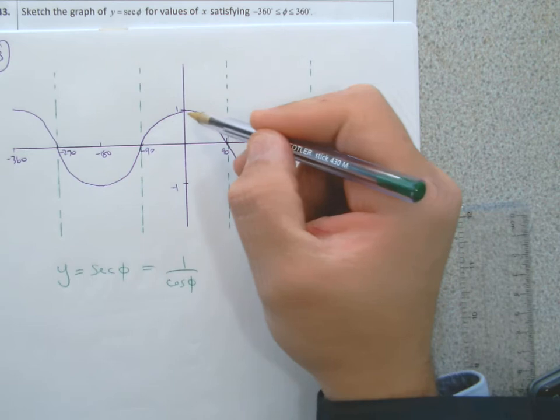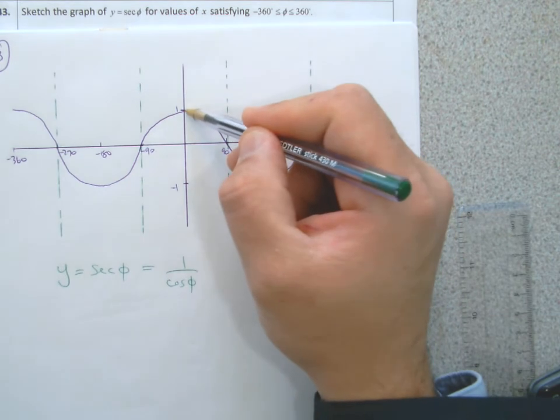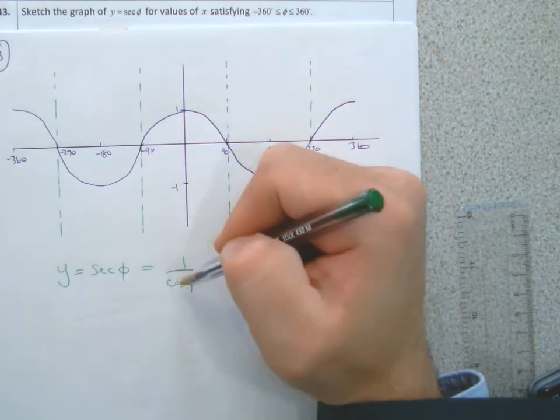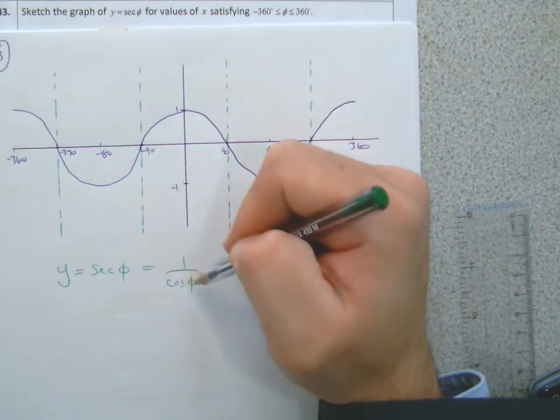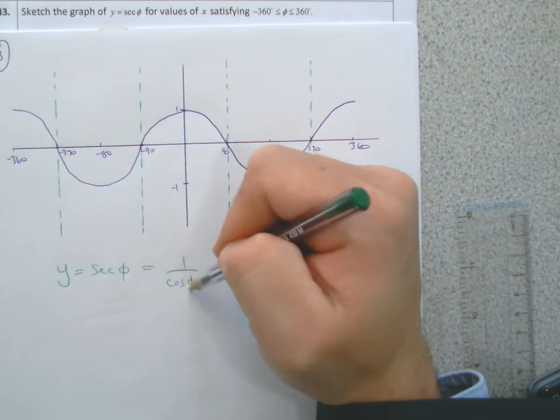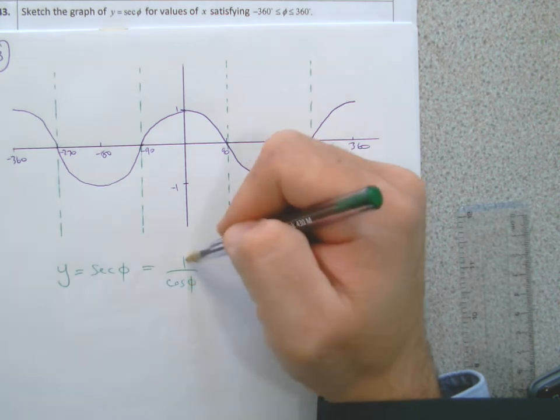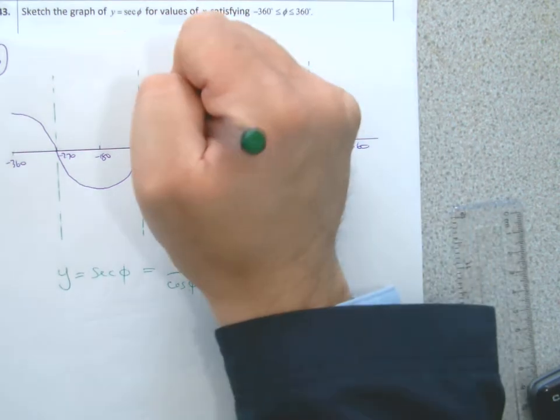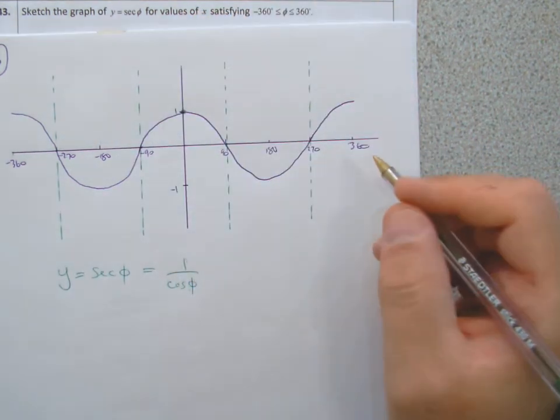If you think about it, let's go in the middle here when it's 1. So in this case, this is when cos is 1. When cos is 1, then you will have 1 over 1, which is also 1. So sec will also be 1 as well. So your points are the same there for the sec graph.